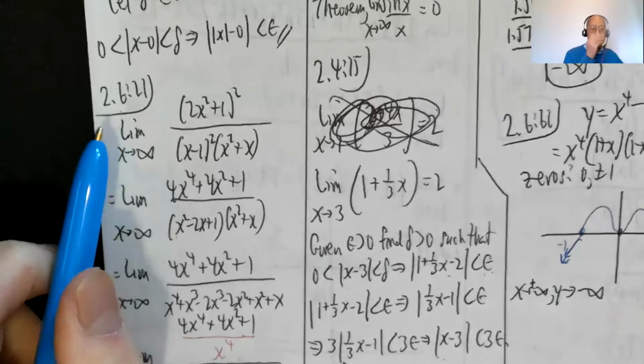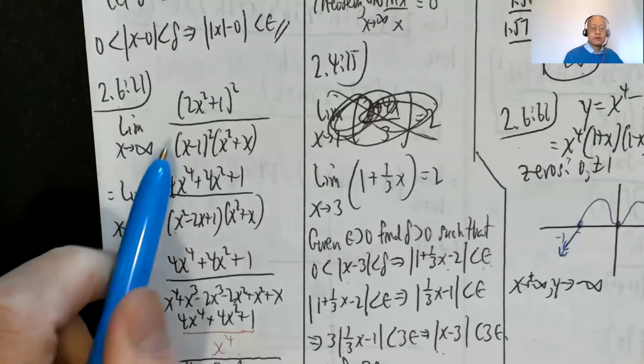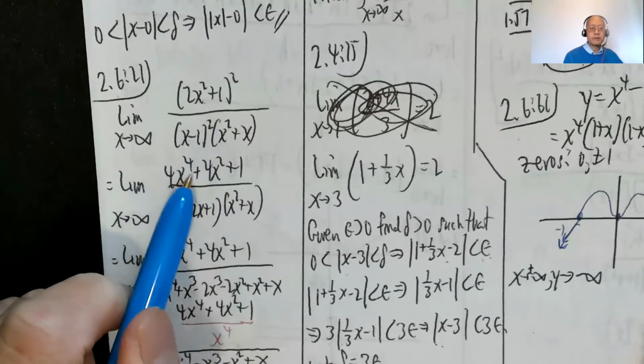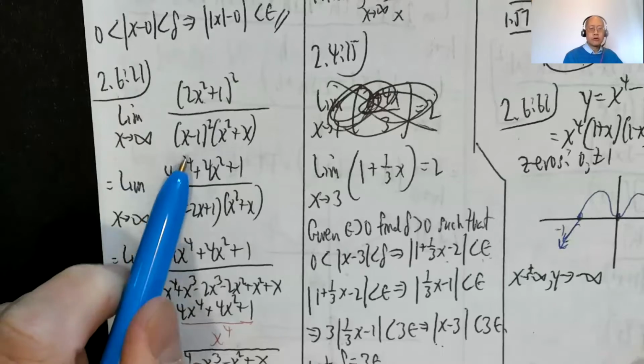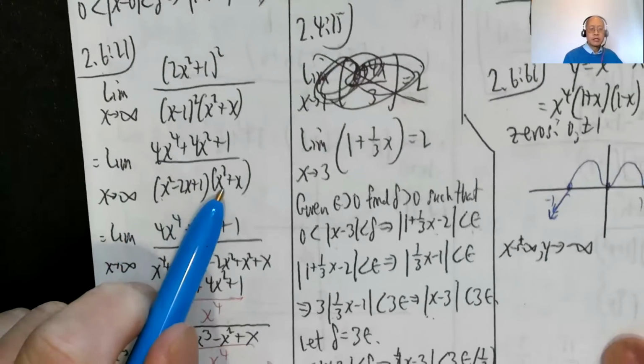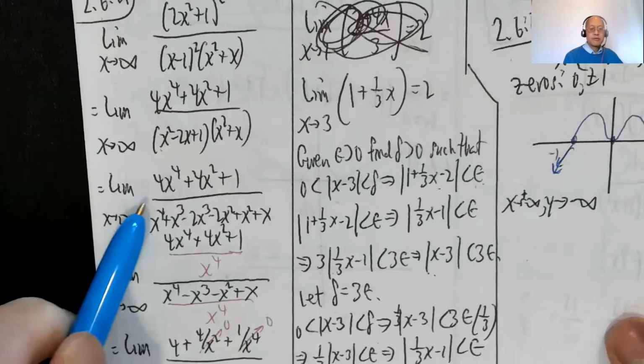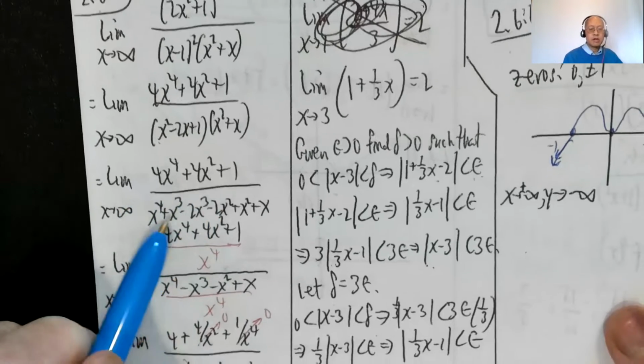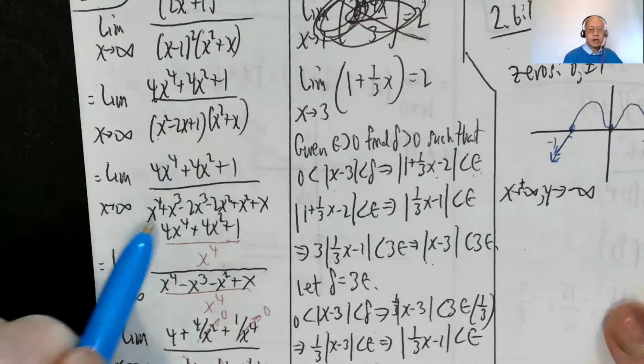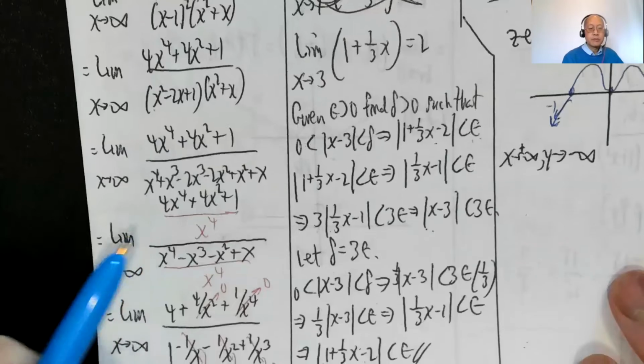Okay, 2.621, find this limit. First multiply it all out, 4x to the fourth plus 4x squared plus 1 over x minus 1 squared is that. Distribute to x squared plus x. Comes out to be this mess. 4x to the fourth plus 4x squared plus 1. And then if you multiply that all out, you get all of this.